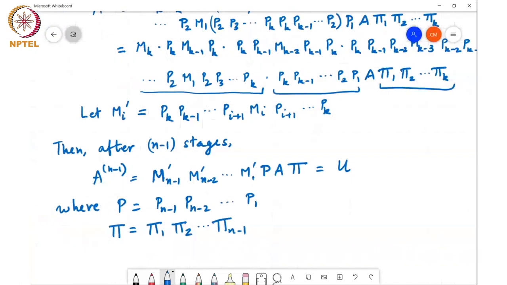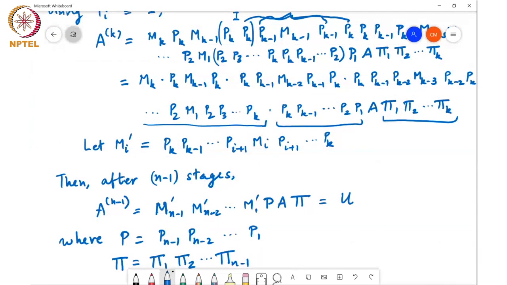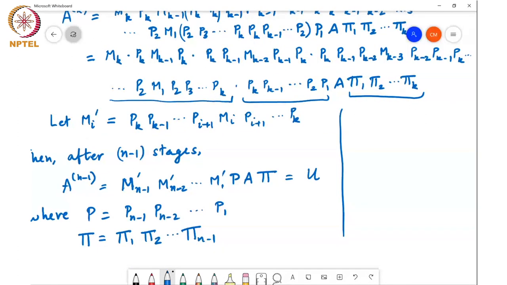Okay. So if I take k equal to n minus 1, because I want m n minus 1. Then I'll write over here k equal to n minus 1. Then I have mi dash is equal to p n minus 1 all the way up to p i plus 1 times mi times p i plus 1 all the way up to p n minus 1.